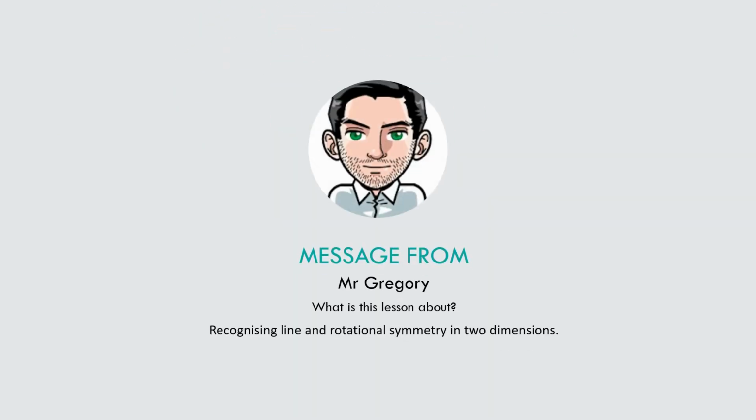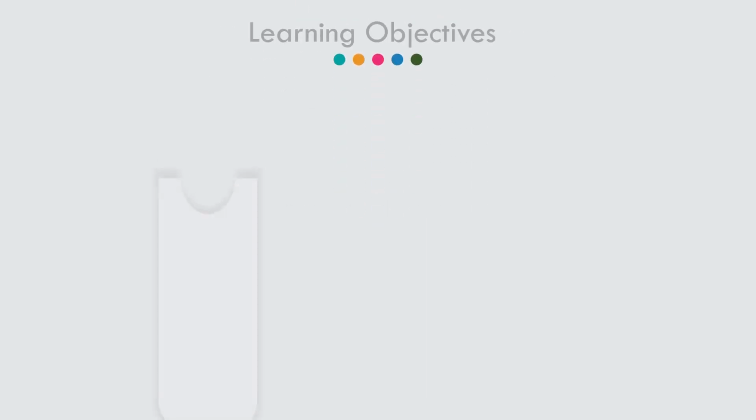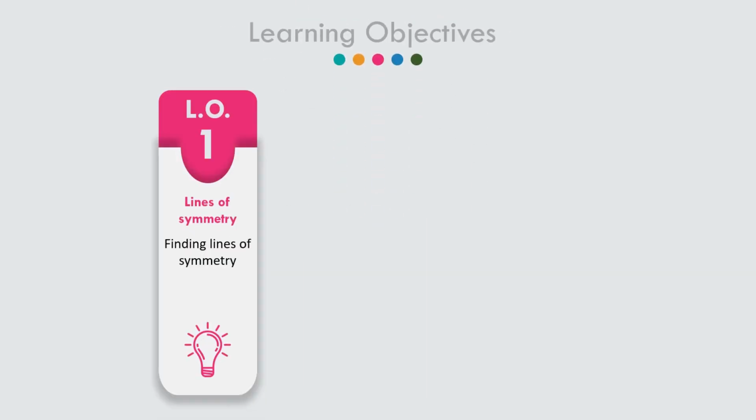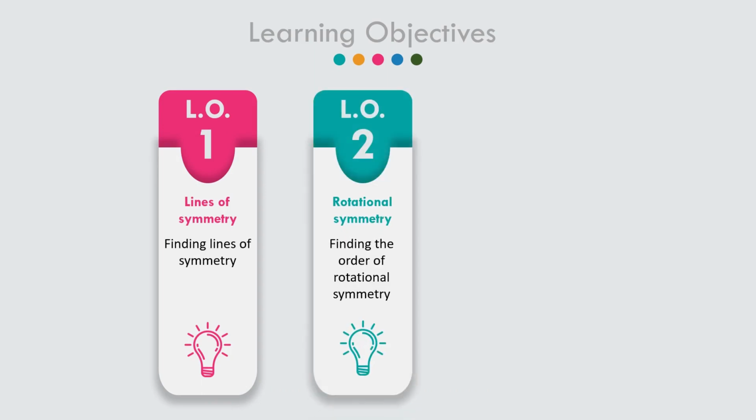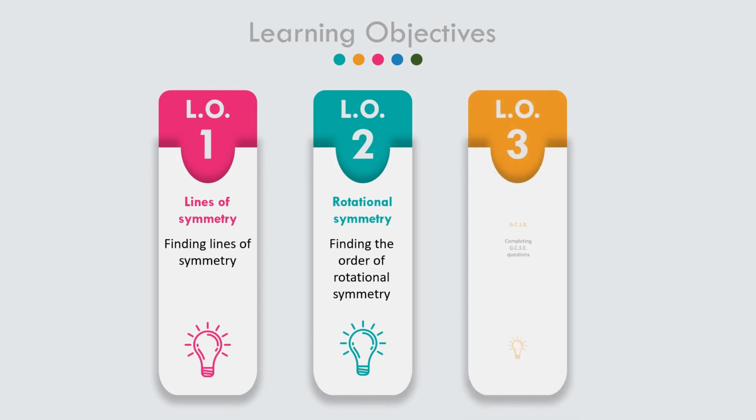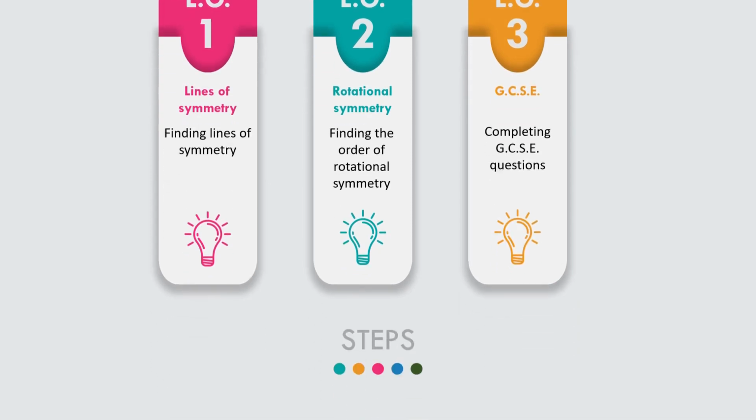In this lesson, we're going to be looking at line and rotational symmetry in 2 dimensions. Our first learning objective is to find lines of symmetry. Our second learning objective is to find the order of rotational symmetry. Finally, our third learning objective is to complete a GCSE question.